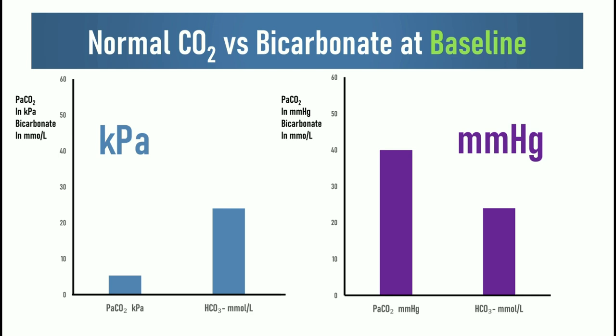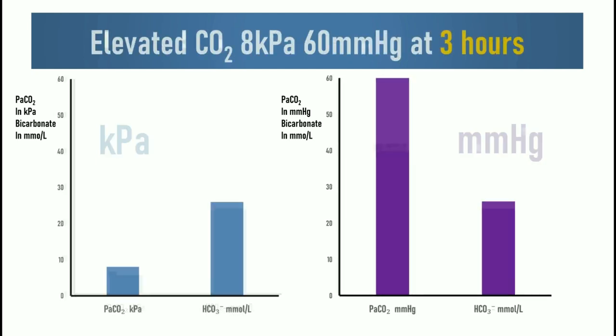And this is where we are at baseline. The bicarbonate is 24 millimoles per liter at 5.3 kilopascals, or 40 millimeters of mercury. Now we're going to hypoventilate our patient to 8 kilopascals, or 60 millimeters of mercury, for a couple of hours. And let's see what happens to the bicarbonate. We started at 24 millimoles per liter, but it's gone up now to 26 millimoles per liter. A small but not insignificant rise.